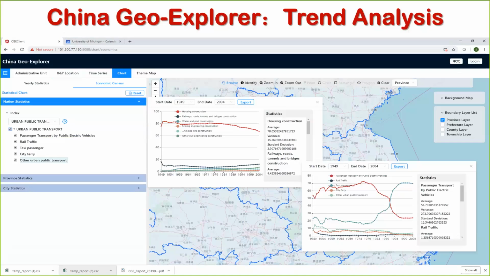So this is an example of the trend analysis. We can find how the Chinese population structure, business structure, and industrial structure have changed over time and across different regions.